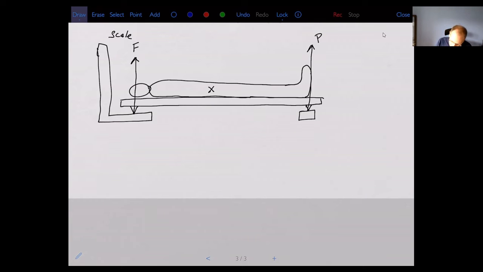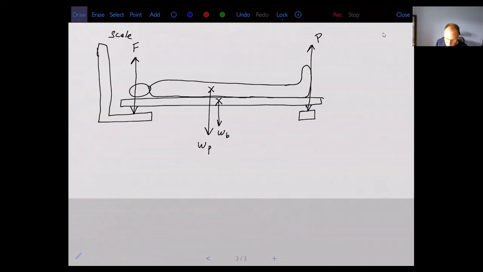Then we have the weight of the person. Well, that acts at their center of mass, right? So that's straight down towards the center of the earth, weight of the person. And then the board has a weight. And as long as the board doesn't have a ton of extra nails or screws on one side, it's pretty much symmetrical. We're going to say that the weight of the board acts at the center of the board. So something like this, this would be the weight of the board, right at the center.